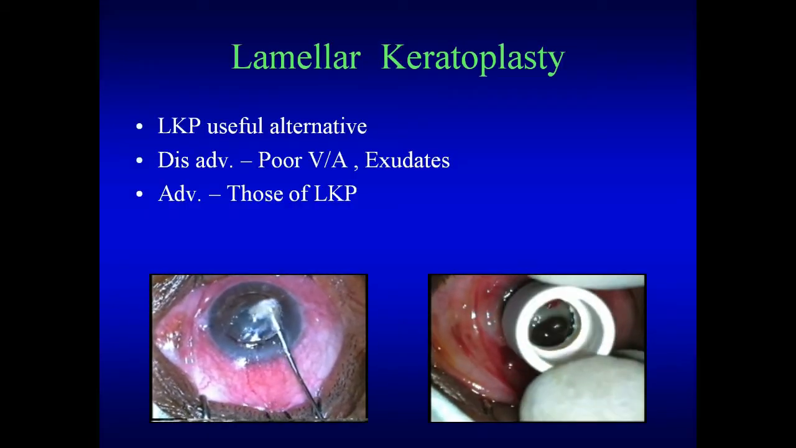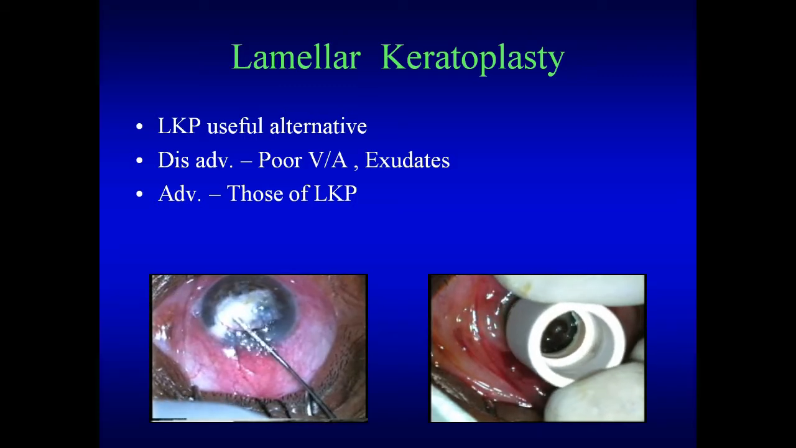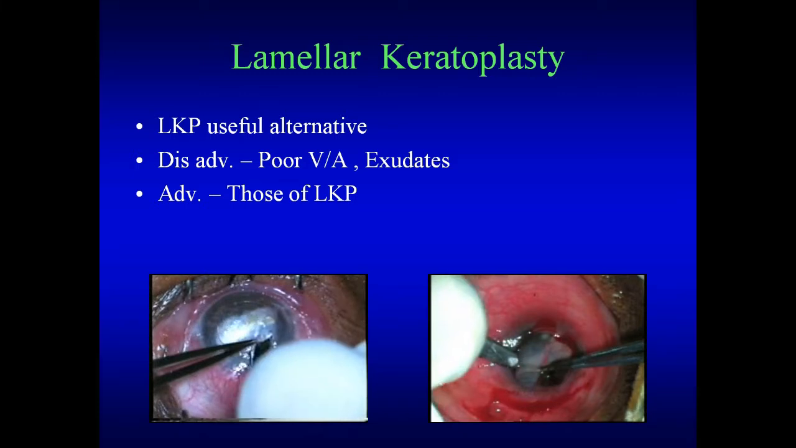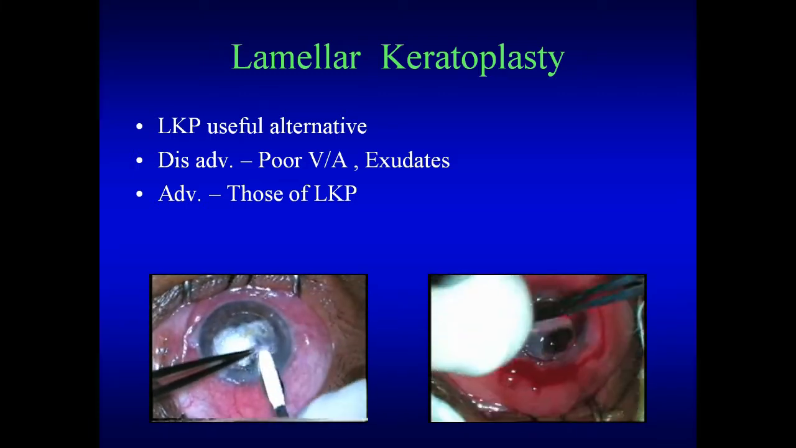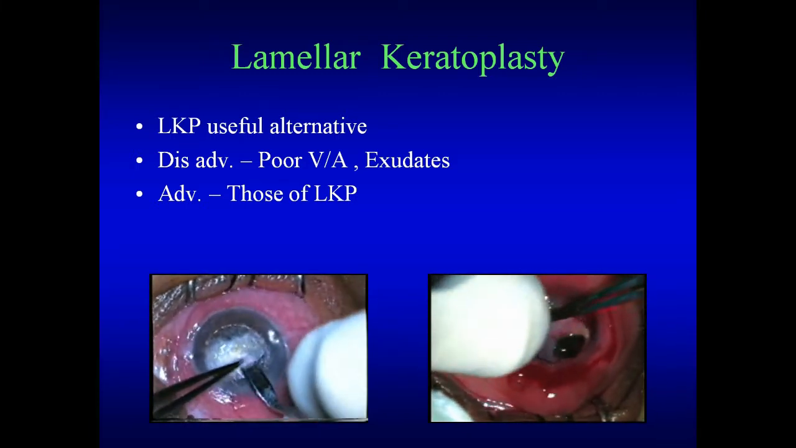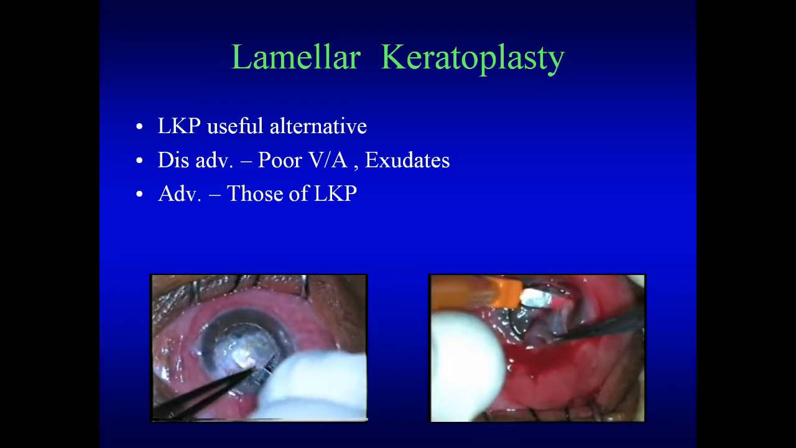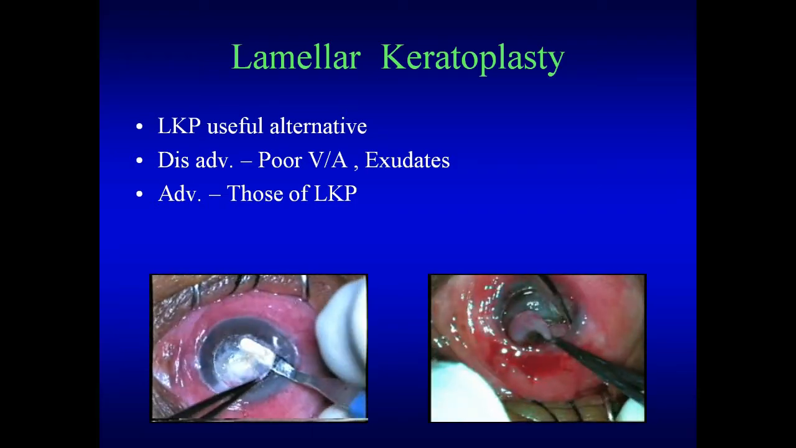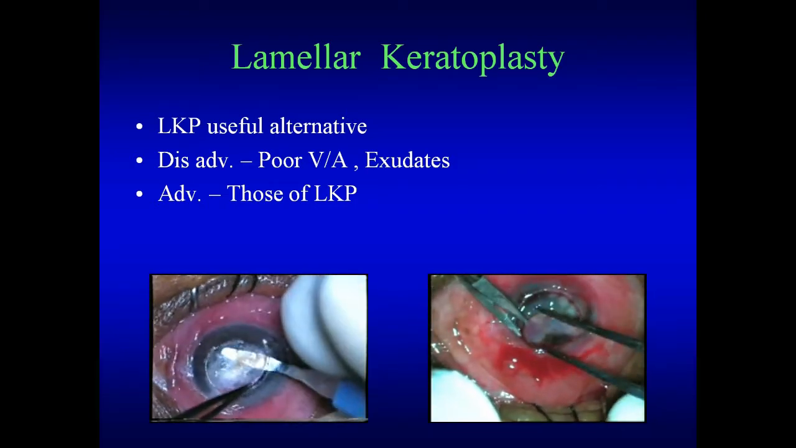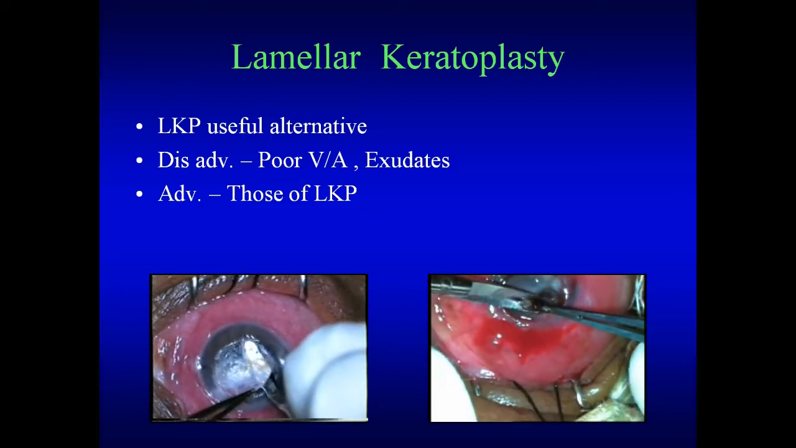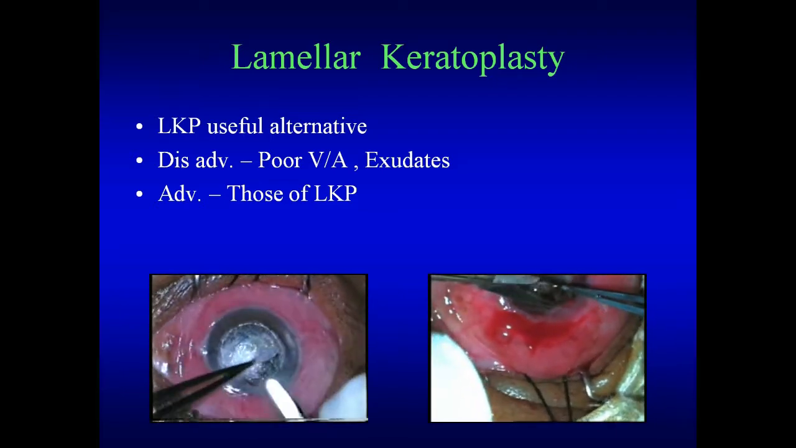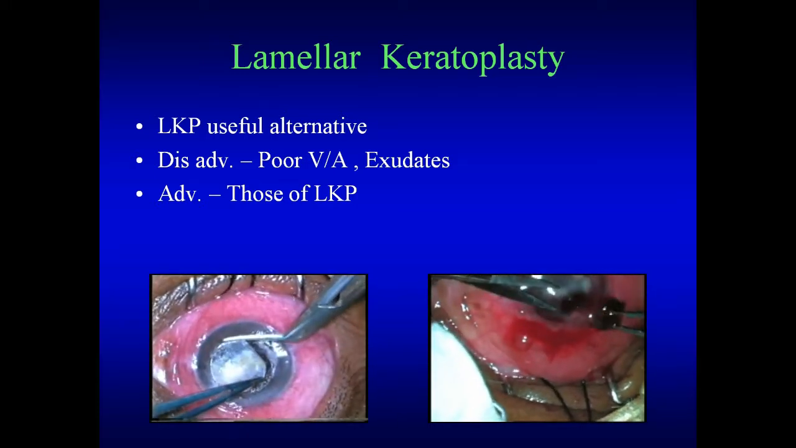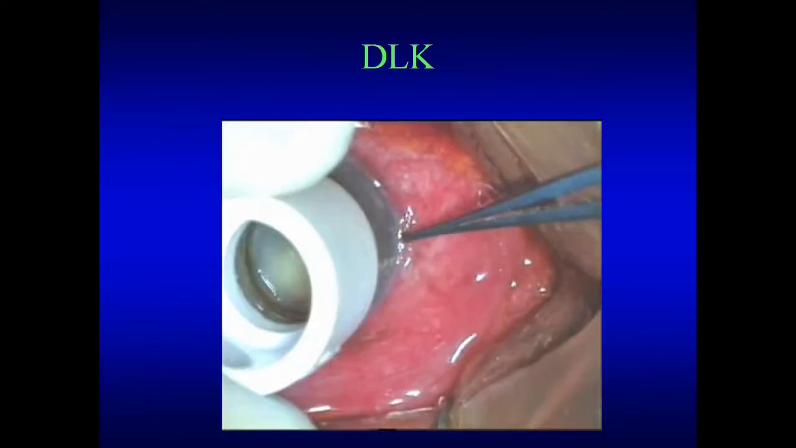The other sometimes used procedure is when you do not have very good tissue and you have an emergency, you can do a lamellar keratoplasty, and this is a good alternative to have in the event of an emergency. The disadvantage of this procedure is the poor visual acuity, and you cannot handle the exudates within the chamber. But the advantages are those of a lamellar procedure. And this is one case.